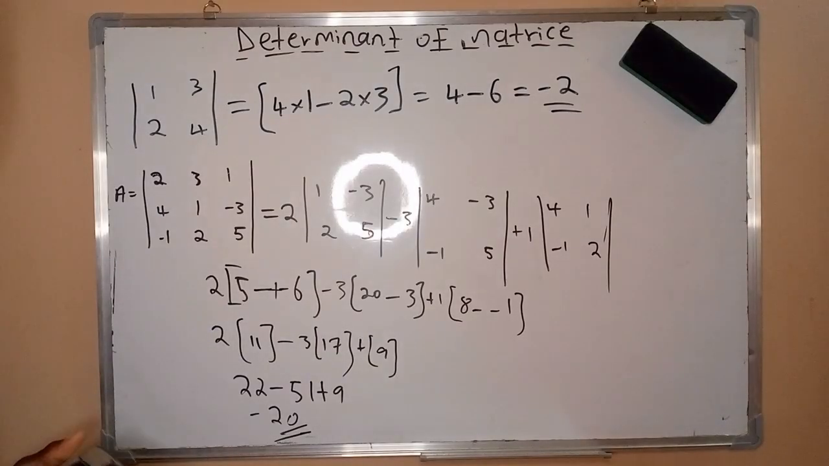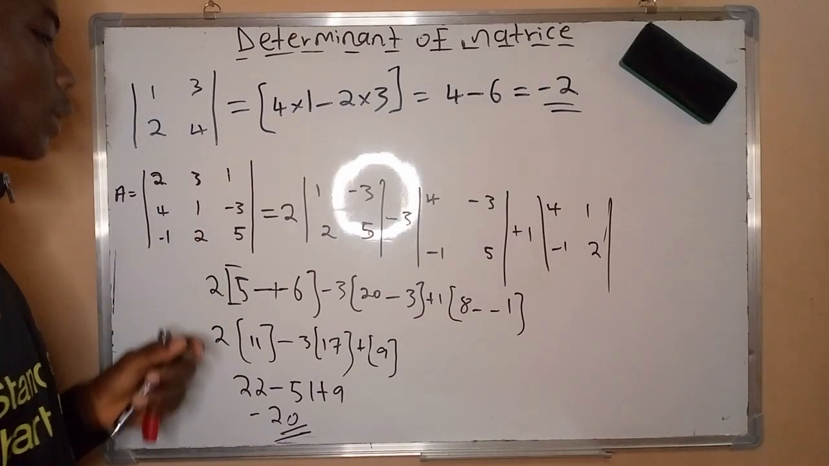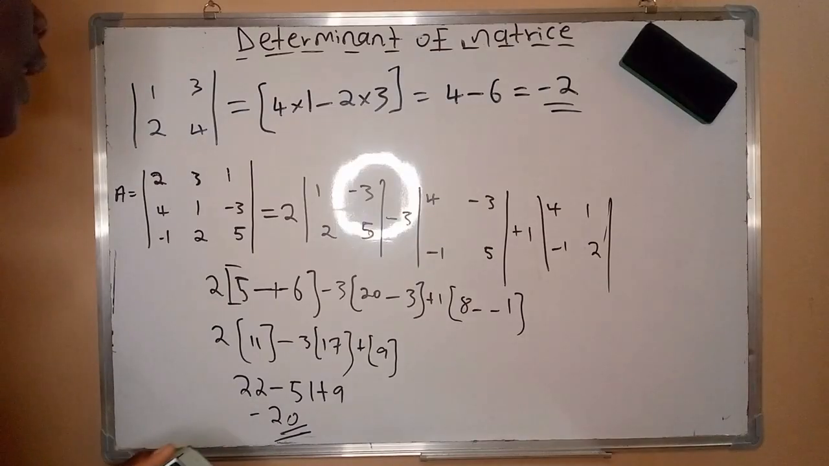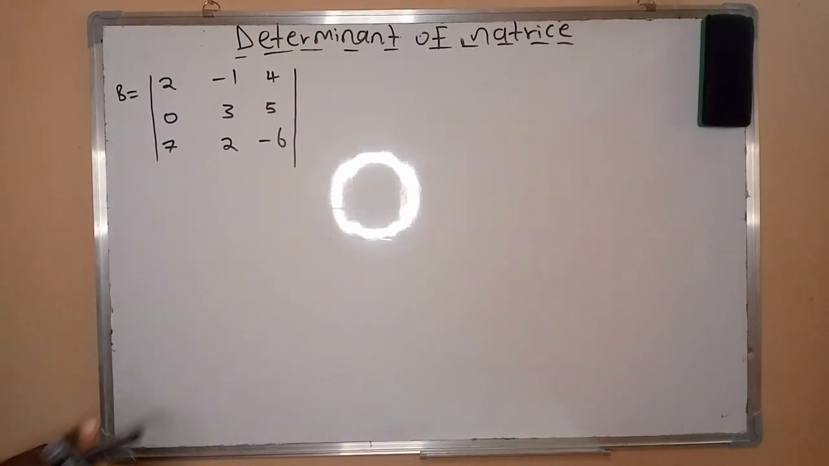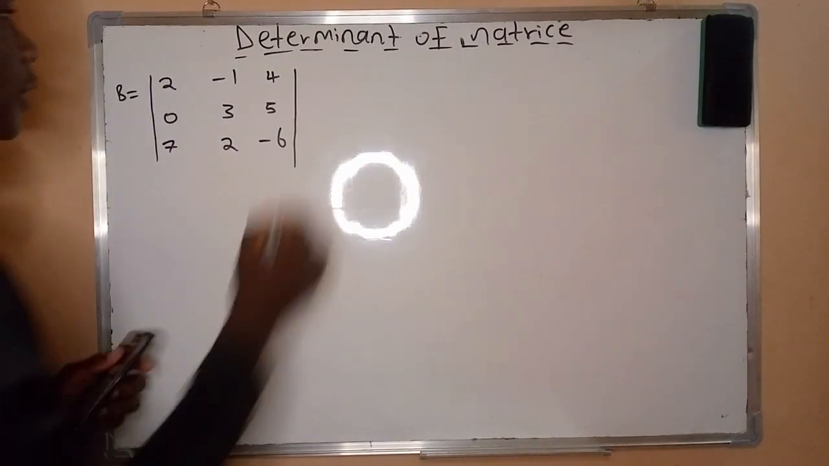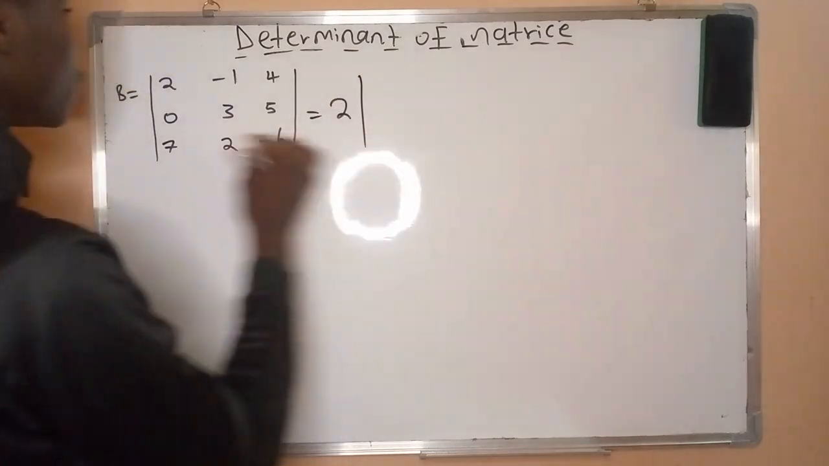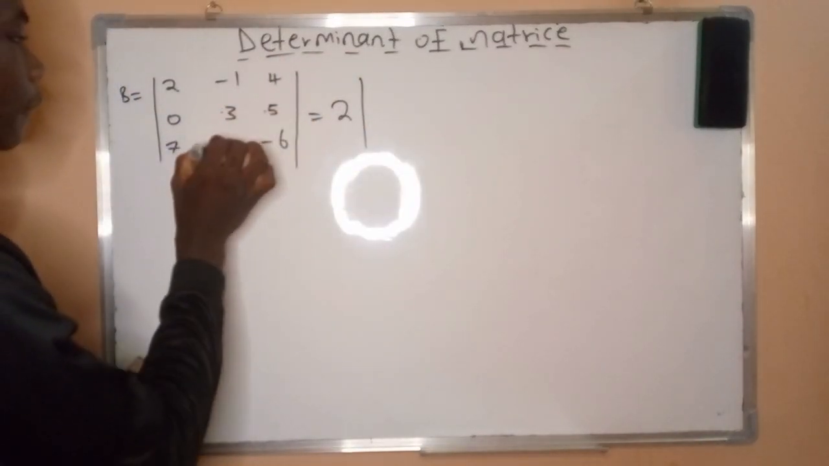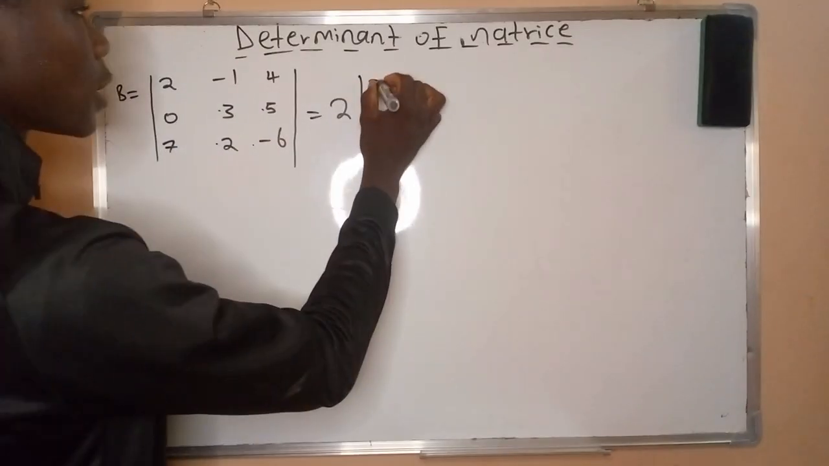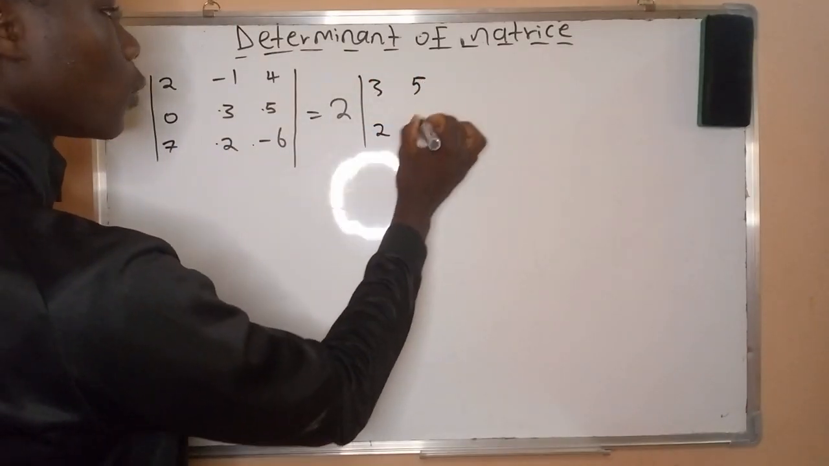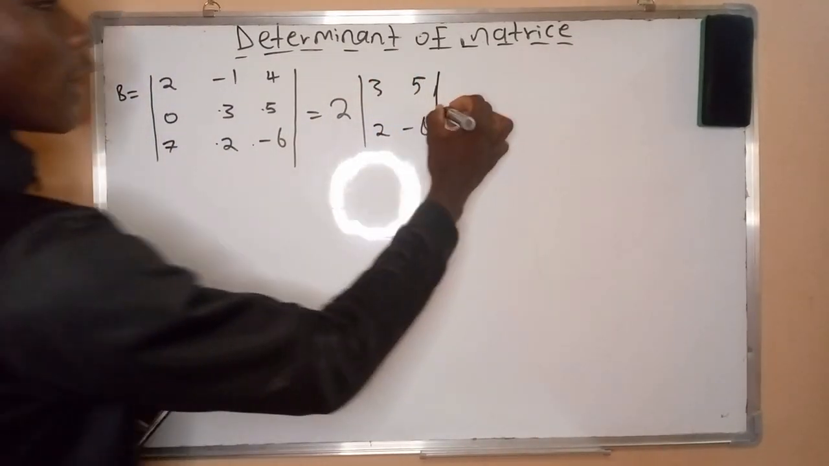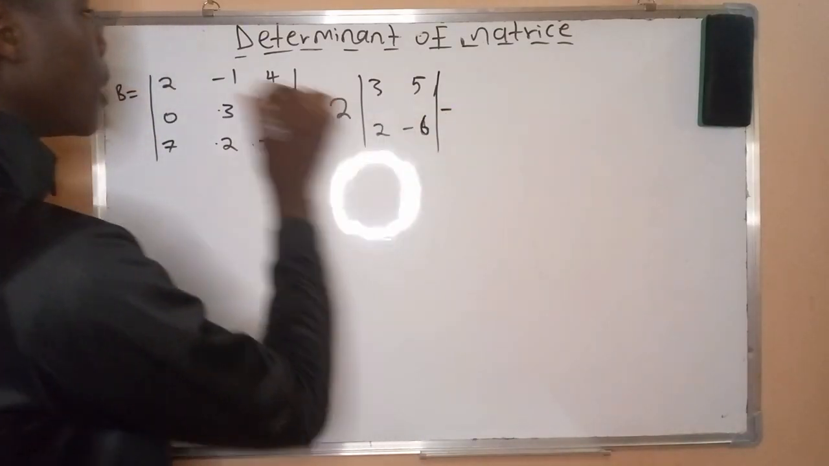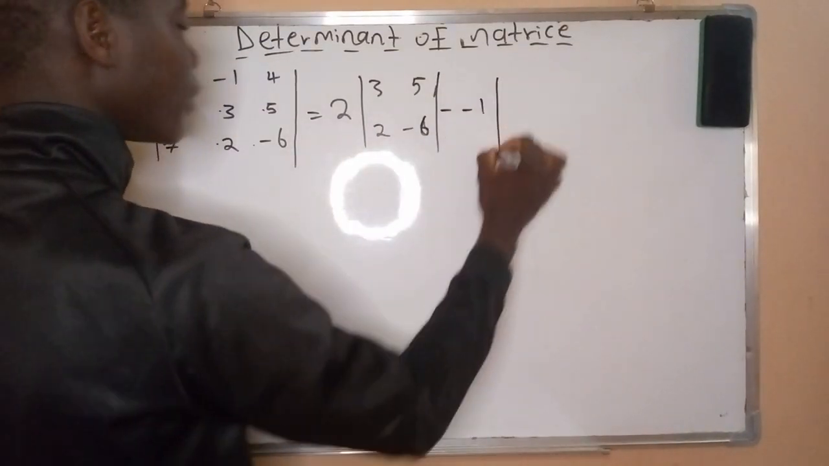This is how you can follow the steps that you're supposed to follow in order to find the 3 by 3 matrix. So let's see another example. Here is another example under the 3 by 3 matrix. So I have to say 2. I'll delete this. I'll delete this. I'm having 3, 5, 2, and minus 6. So therefore, minus 1 bracket.